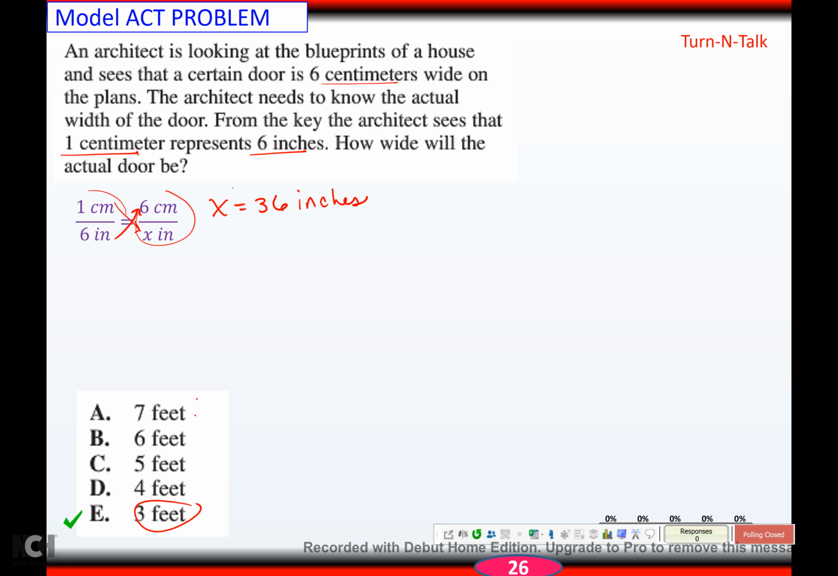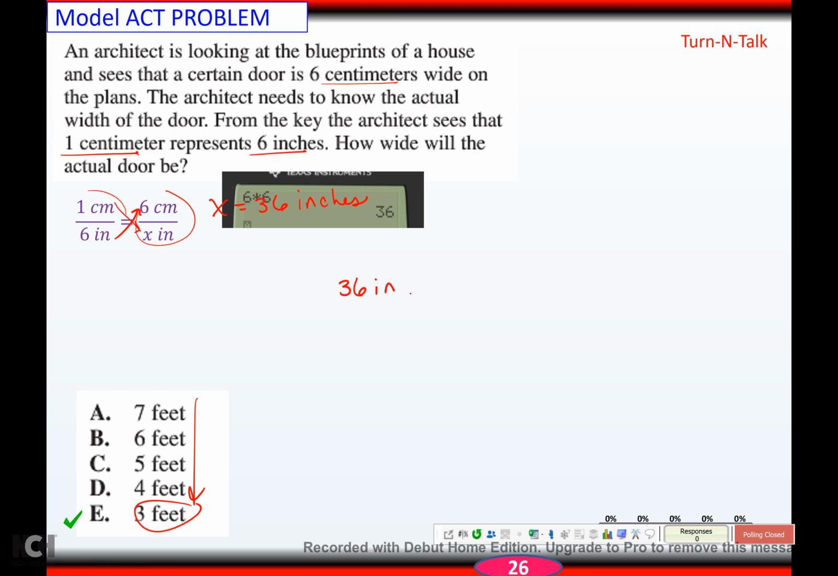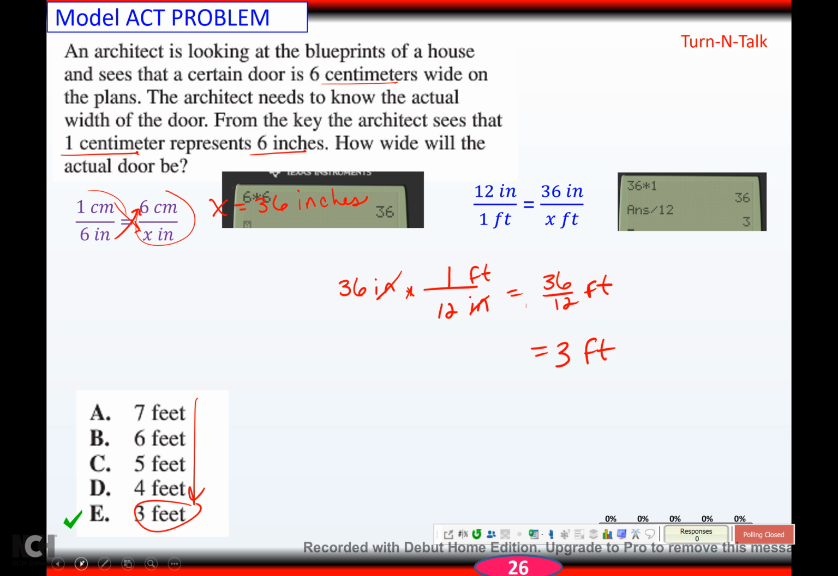Problem is, none of my answers are in inches. So I have to convert to feet. If I have 36 inches and I want to convert to feet, I want to get rid of inches and I want feet. There's 12 inches in 1 foot. Inches cancel, and I get 36 divided by 12 feet. Well, 36 divided by 12 is 3. So it's 3 feet.